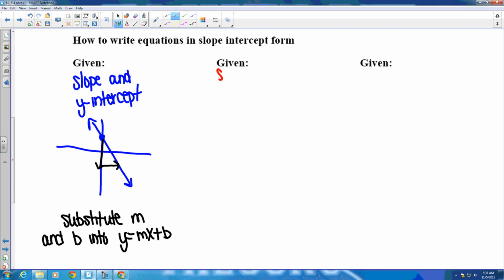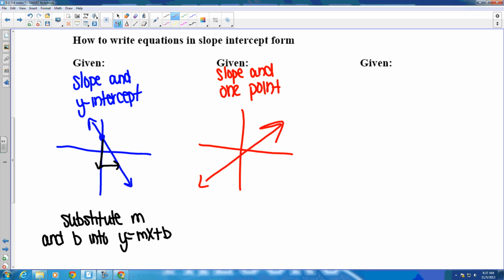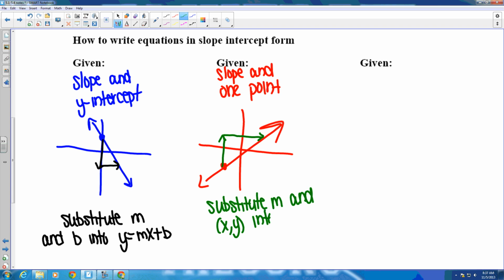Second one, we are given slope and 1 point. Okay, so we're given a point here, and we're given the rise over run. What you're going to do is you're going to substitute the m value and your point x, y into our equation to find our b value.